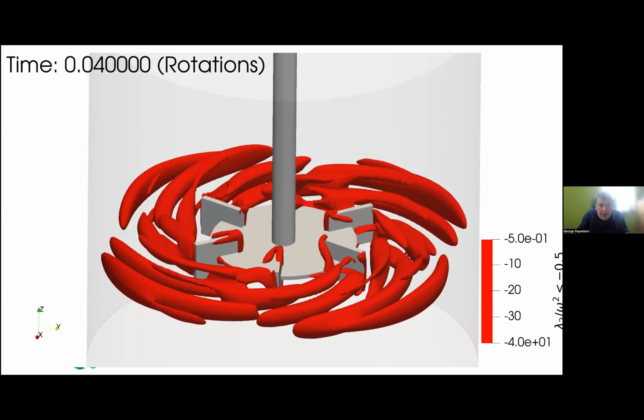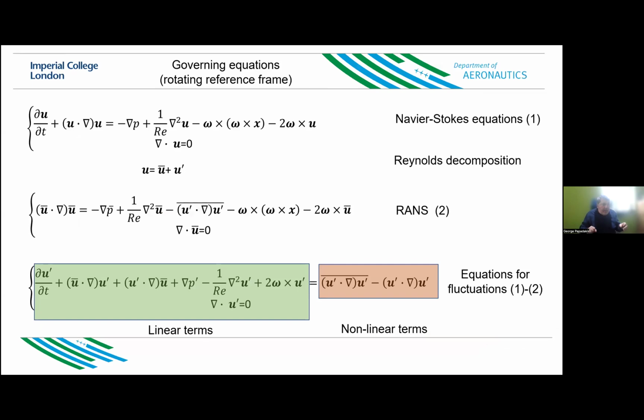So now let's see how we can extract the location and the strength of these structures with the aid of measurements. We can have from the DNS simulation the shape of these structures, but we don't know their instantaneous location in the vessel as the impeller is rotating. So how can we reconstruct in real time their location and strength based on instantaneous experimental data?